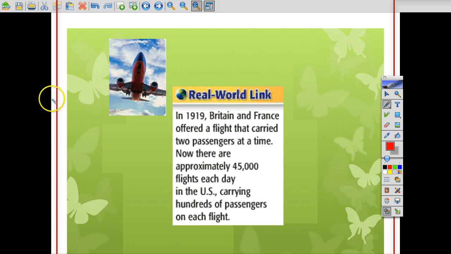Okay, welcome back. Here's a real world link. In 1919, Britain and France offered a flight that carried 2 passengers at a time. Now there are approximately 45,000 flights each day in the US carrying hundreds of passengers on each flight. So back then in 1919, they carried only 2 passengers at a time. That's a big difference from how many they carry today.